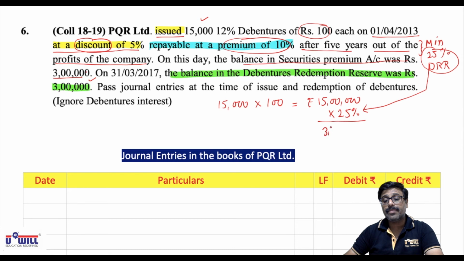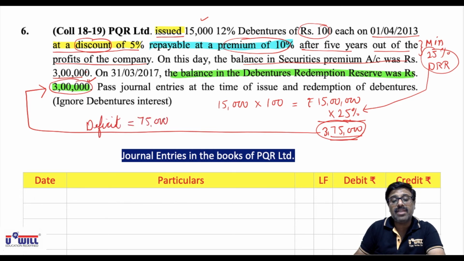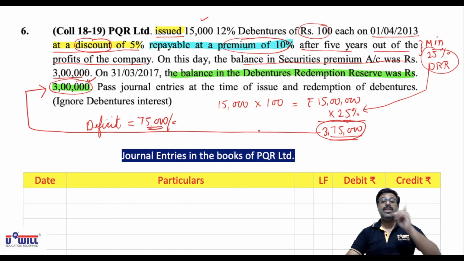3,75,000. So have we created a reserve of 3,75,000? No. We have created the reserve, and there is a balance in the reserve of only 3 lakhs. So how much is the deficit still required before you do the redemption as per the company's law? 75,000.